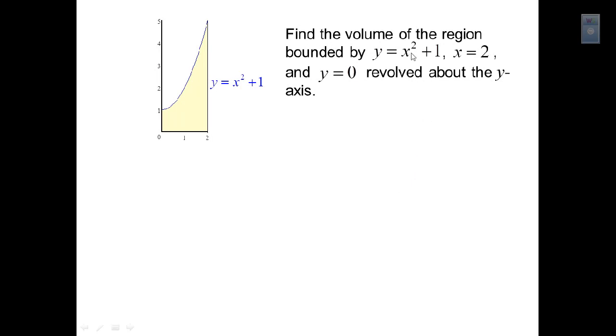Alright, so find the volume of the region bounded by y equals x squared plus 1, y equals 2, and y equals 0 revolved around the y-axis. If we're revolving it around this axis here, we could actually take it and cut it here, revolve that, and that's just going to be a cylinder, and then we could use the washer method and revolve this part up here and add the two together and find it. But there actually is an easier way.